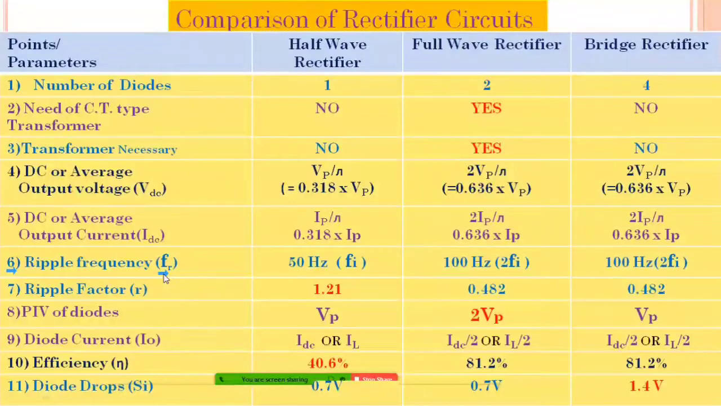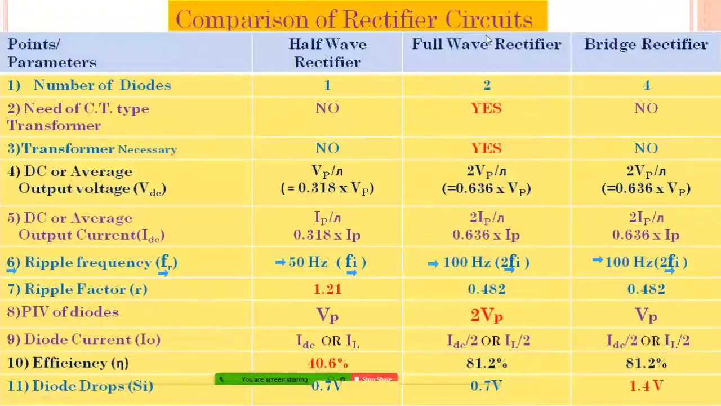Frequency of ripples present in the output of a rectifier. In case of half wave, we have seen that the frequency is the same as that of the AC input signal. AC in our country is 50 Hertz, which is the same frequency of ripple in the half wave. But in case of full wave and bridge, the ripple frequency is double the input AC frequency, that is 100 Hertz for full wave and bridge.